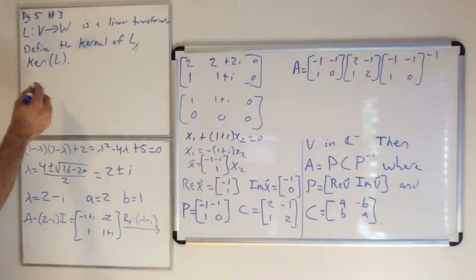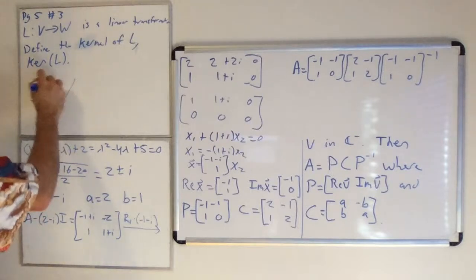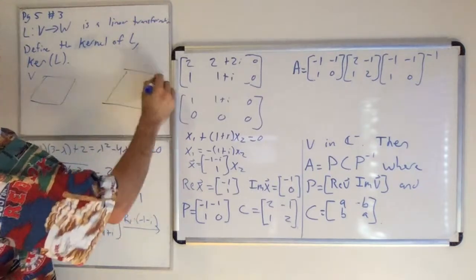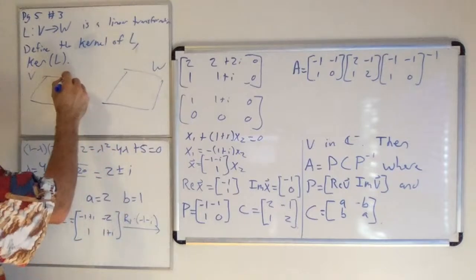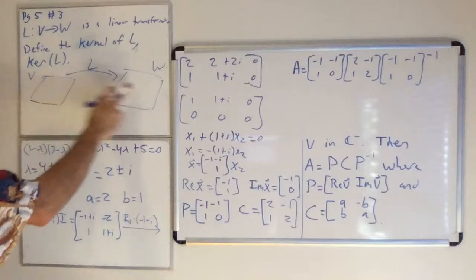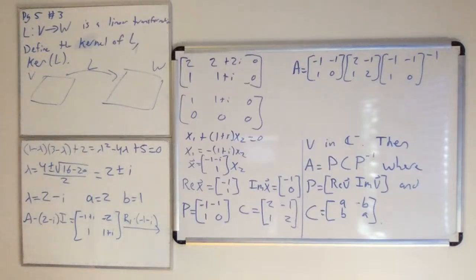Right, so what this looks like is, over here is our vector space V. Over here is our vector space W. And there's some map that sends the vectors in V over to the vectors in W. So what is the kernel of this map?